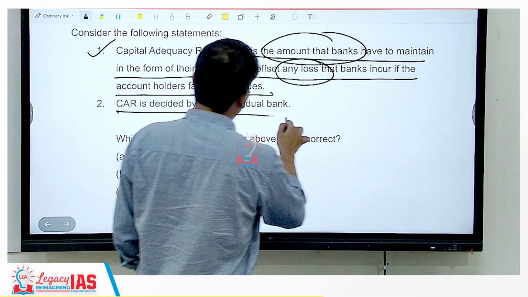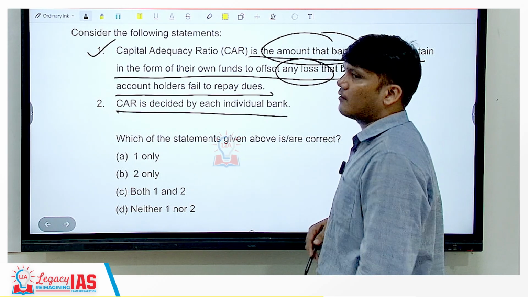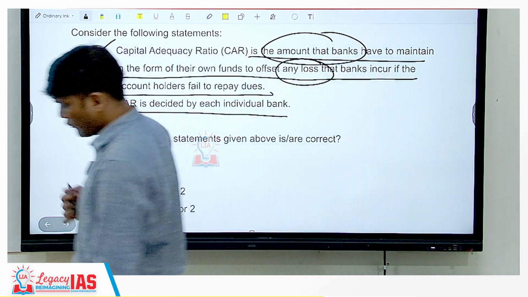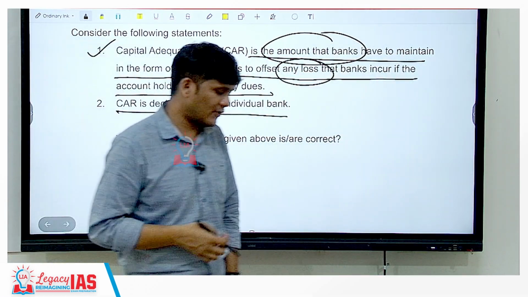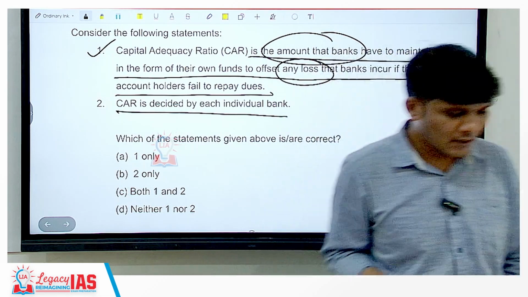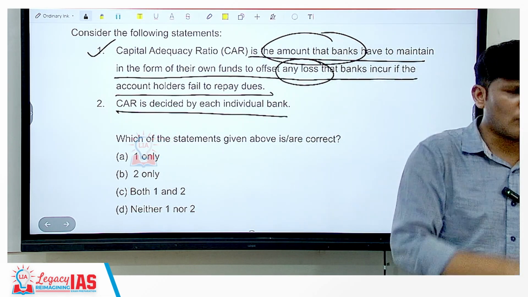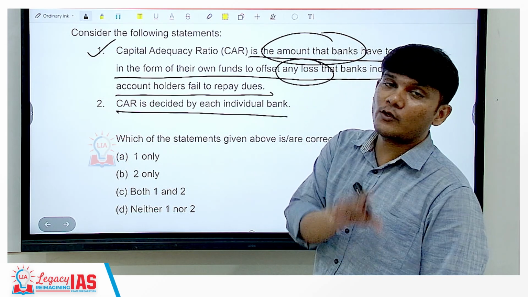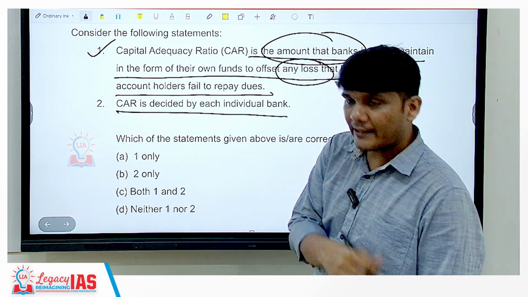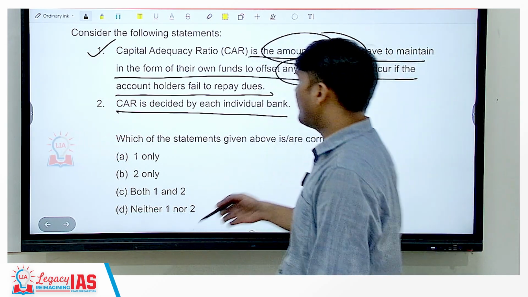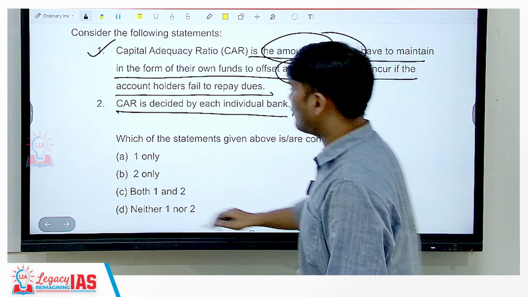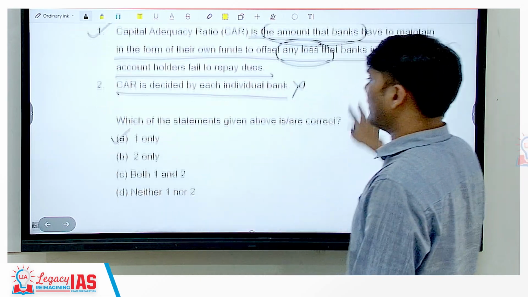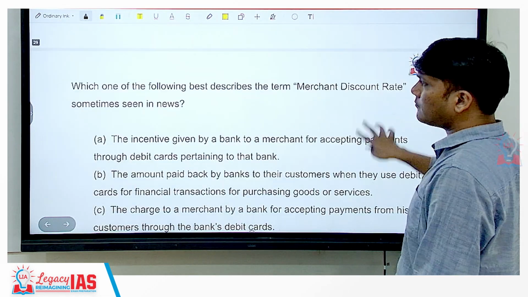CAR is decided by each individual bank. Just imagine if you leave it on the whims and fancies of individual banks to decide, they may say, okay, I will keep it as 0. So it is not for the banks to decide. There is a regulator, that is RBI, right? It's the job of the regulator. Individual banks will not be deciding it. So the correct answer is option A, 1 only.